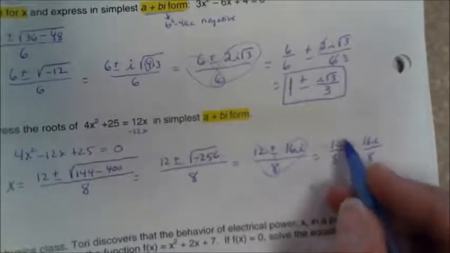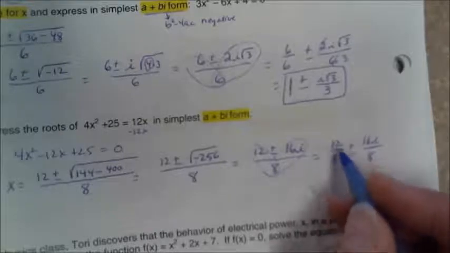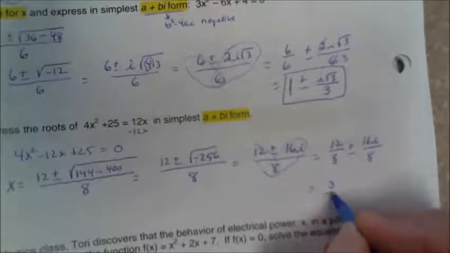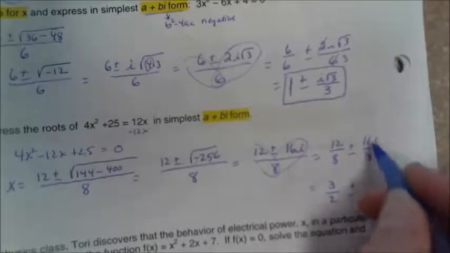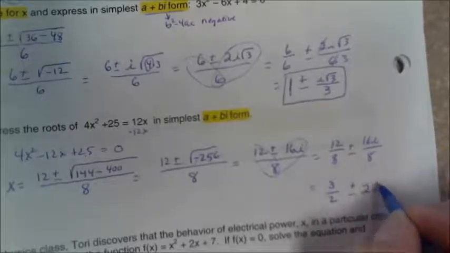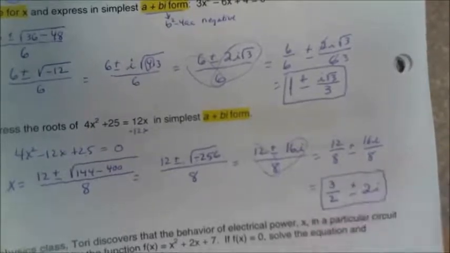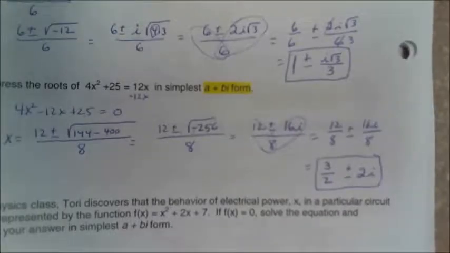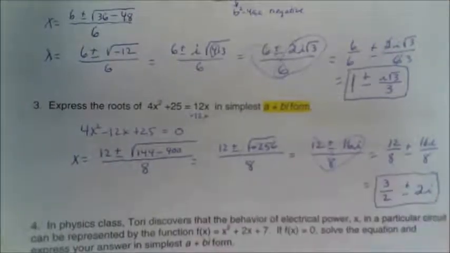Well, 12 over 8, 4 goes into each one of those. 4 goes into 12 3 times, 4 goes into 8 twice. And 16 over 8 is 2. So there's that one in a plus bi form. That's all caused by a negative discriminant.